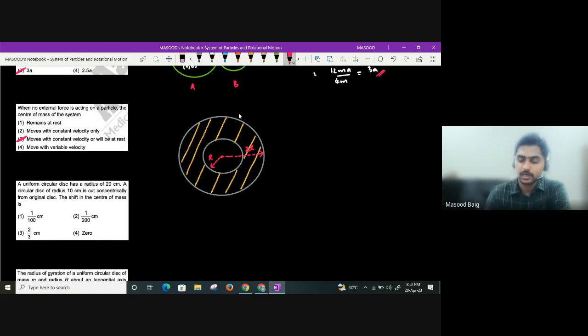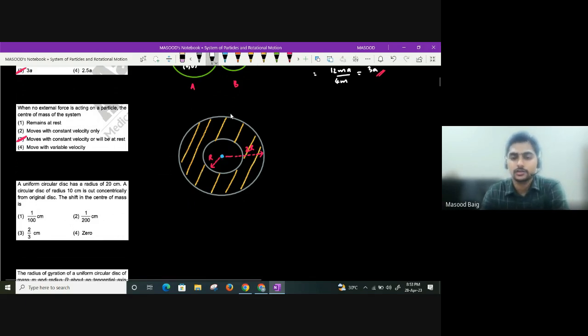Originally, for the large disc, where will the center of mass lie? At the geometrical center. Now I need to find the location of the center of mass, guys. So very basic logic again: because they have been cut out concentrically, the center of mass will still lie at the center only, which you can consider as 0. Clear?